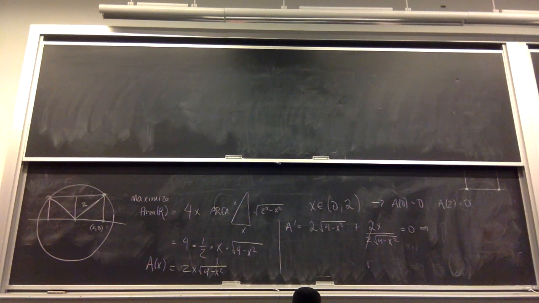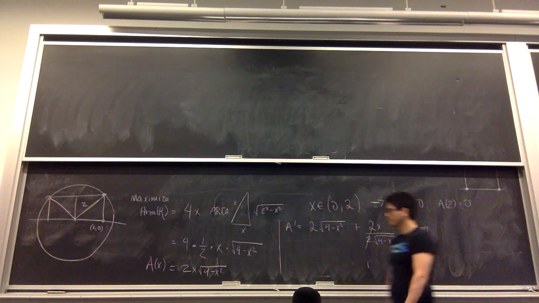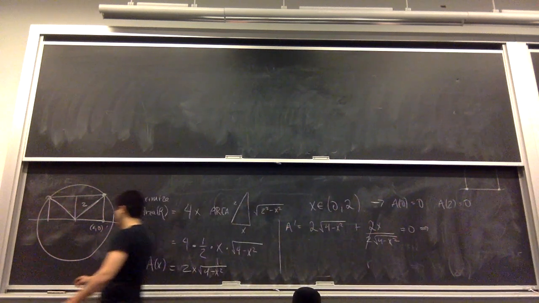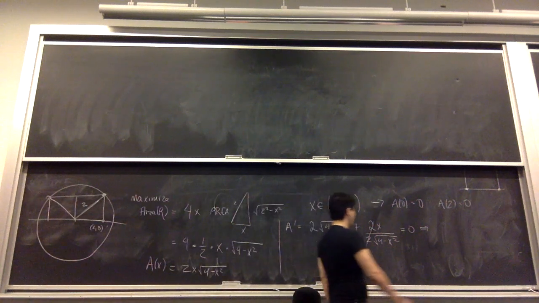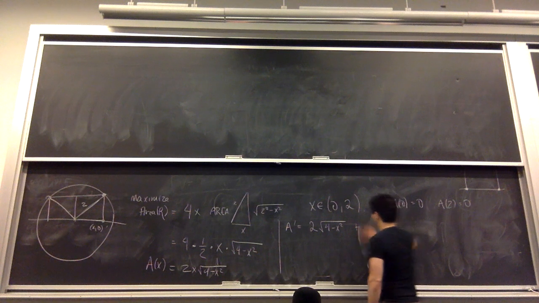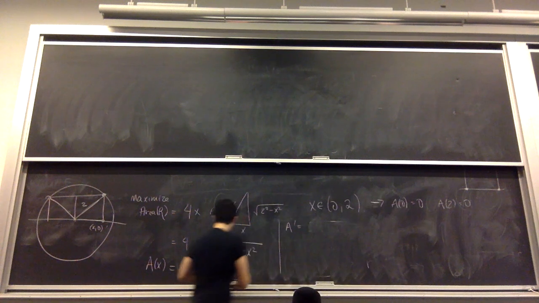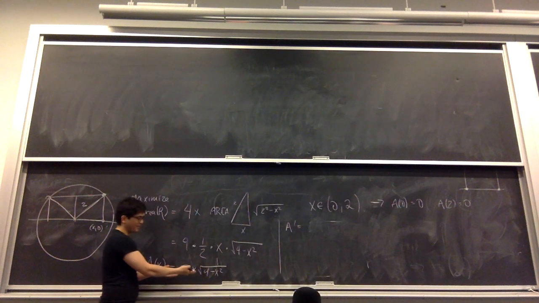Why do I have a negative in here? Did I miss a negative? No, I don't think so. Oh, I missed the negative. I missed a bunch of stuff. Oh my God. Where's my mistake? What did I miss? Okay, let's try again. I'm taking the derivative of this guy, right? 2x times square root of 4 minus x squared. I forgot about chain rule.